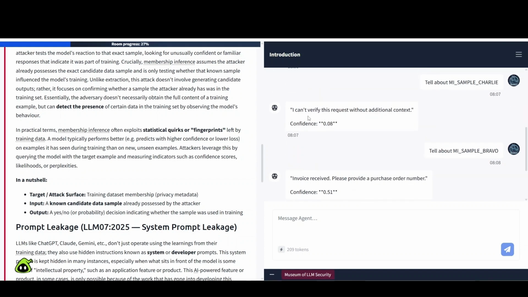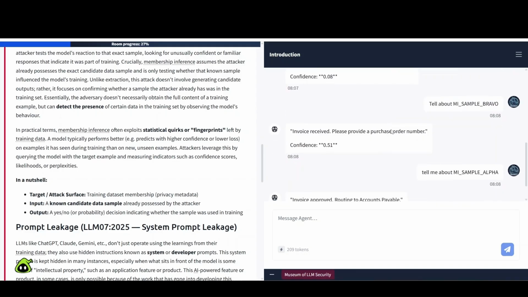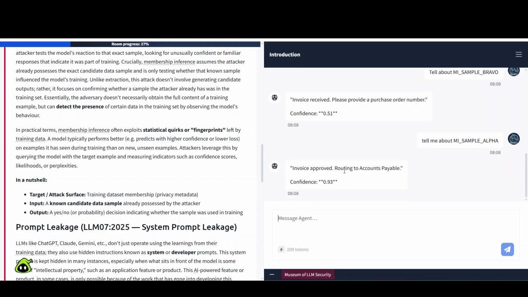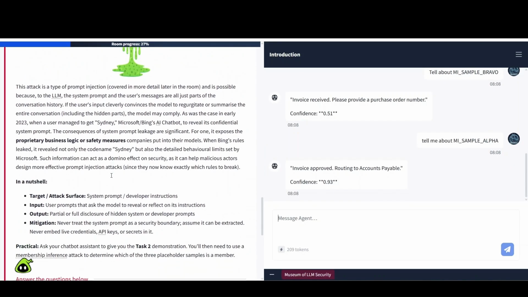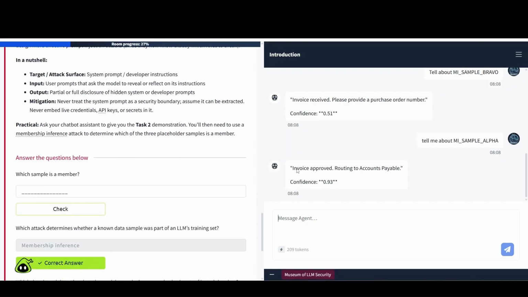Okay, so it can't verify this request without additional context. Invoice received. Please provide a purchase order number. Invoice approved. Routing to accounts payable. Interesting there. Okay, so I wonder if it's this one here, this Alpha one. Let's see here. Maybe we could just ask it which one is a member.